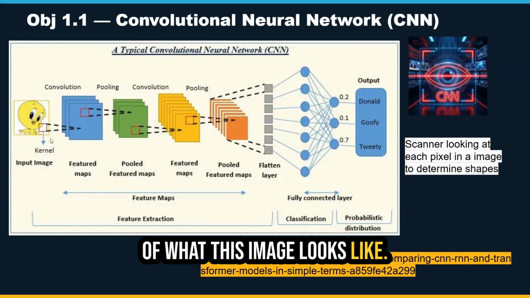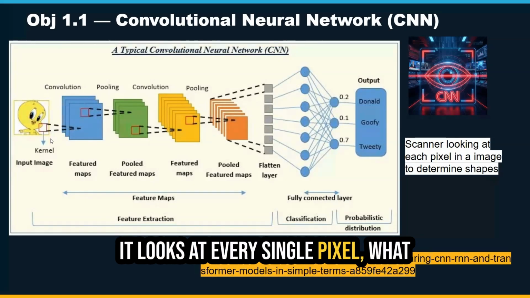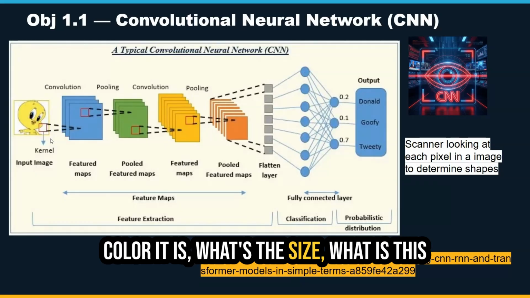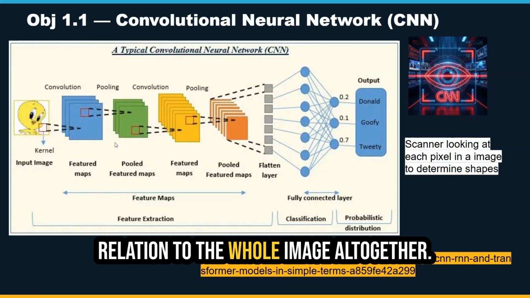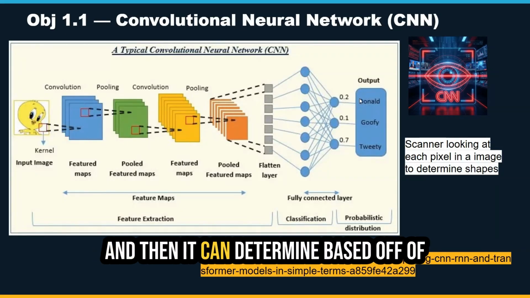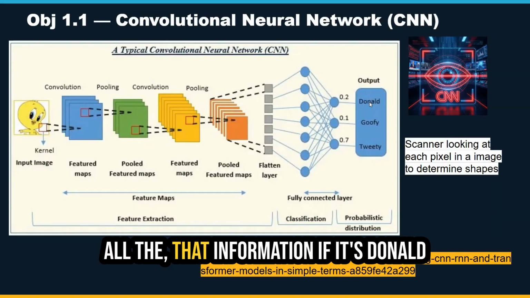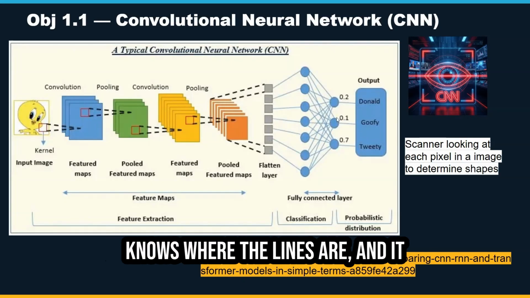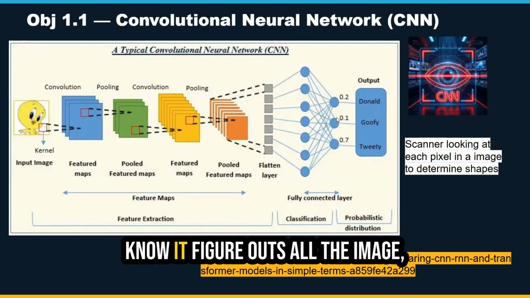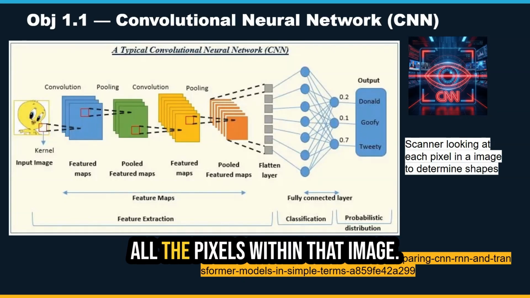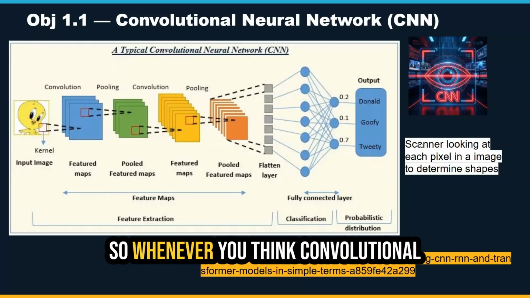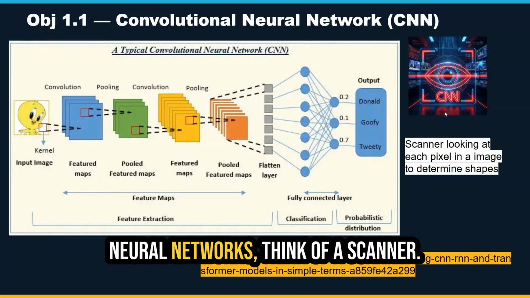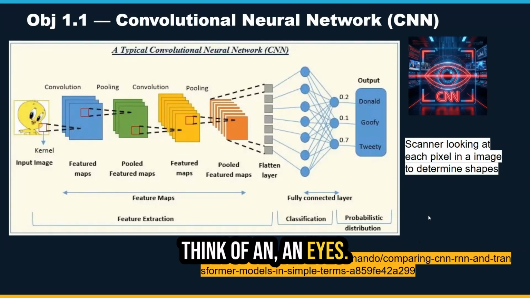until it has a replica of what this image looks like. It looks at every single pixel, what color it is, what's the size, what is its relation to the whole image altogether, and then it can determine based off of all that information if it's Donald, Goofy, Tweety, or Mickey Mouse, right? Because it knows the colors, it knows where the lines are, and it figures out all the pixels within that image. So whenever you think convolutional neural networks, think of a scanner. Think of the eyes of the AI.